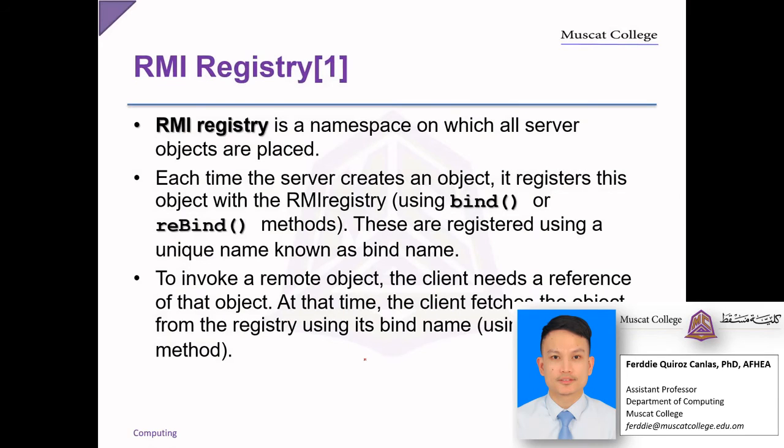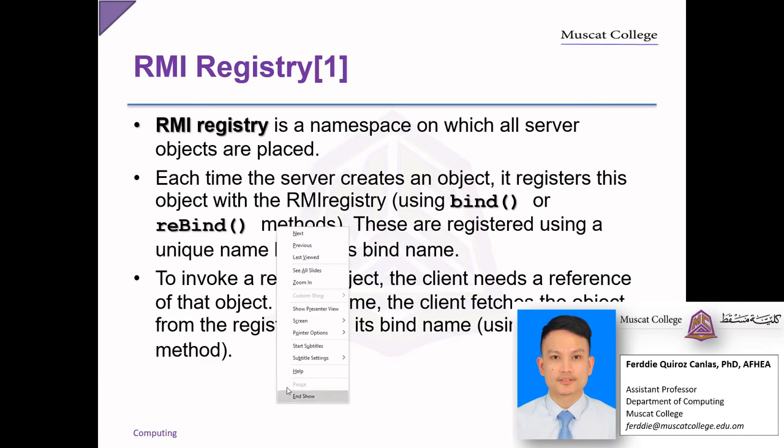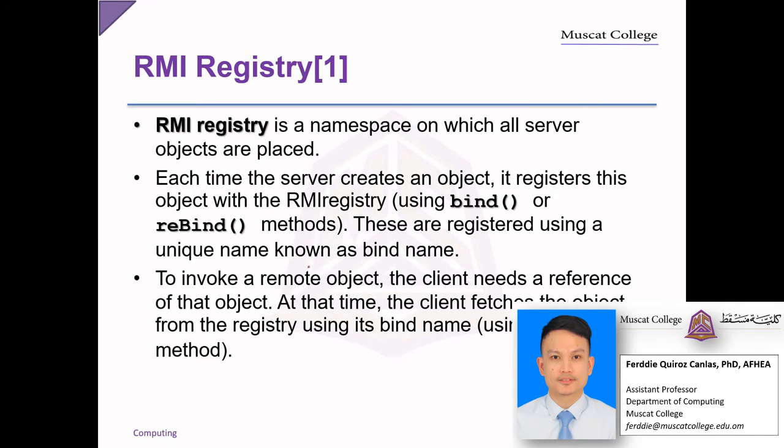So the registry is the one responsible for binding and rebinding. You know this one, right? Binding and rebinding, this is for socket programming. The prerequisite for binding, unbinding, and rebinding is that the client should have a unique name. It's a prerequisite. They should have a unique name.